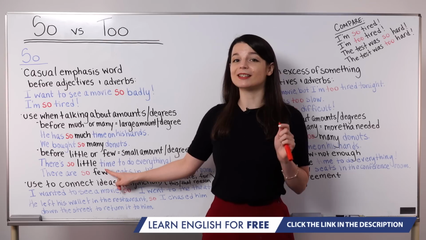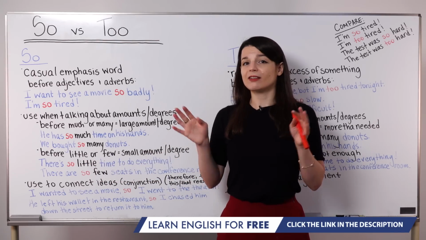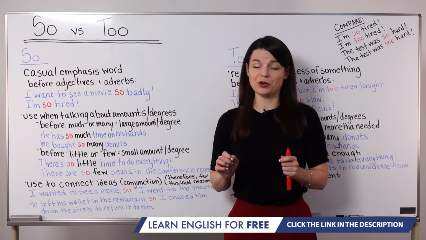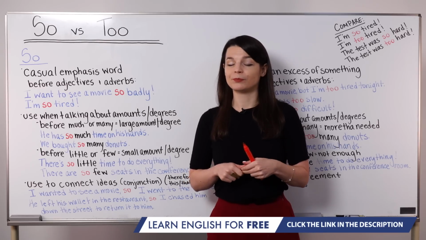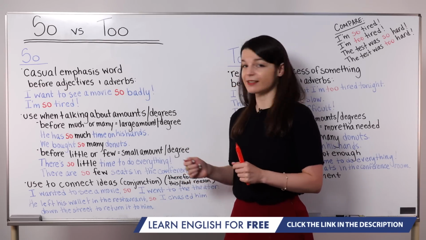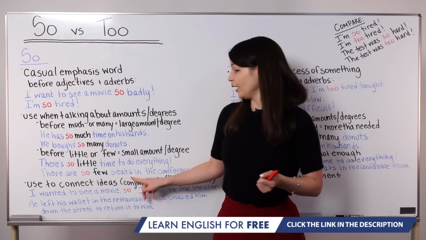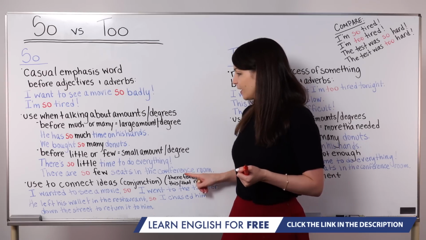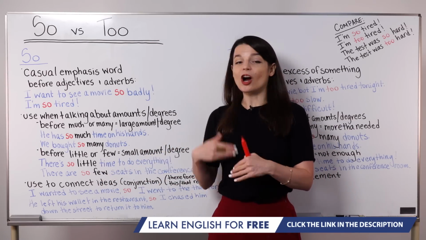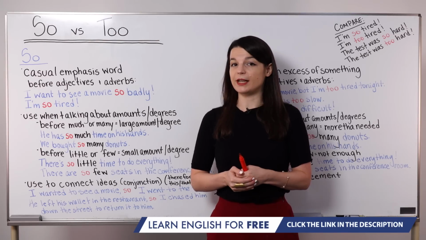There's so little time to do everything. So this means, like, there's not very much time to do everything, or we don't have a lot of time to do everything. Those are other ways of saying this sentence. Another example, this time with a countable noun, there are so few seats in the conference room. So that means there are not a lot of seats in the conference room. That's another way to say this.